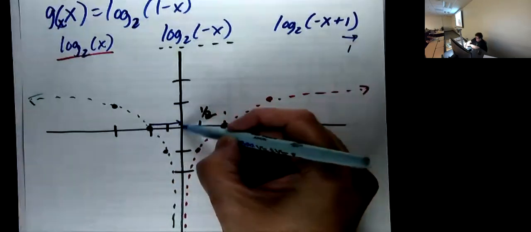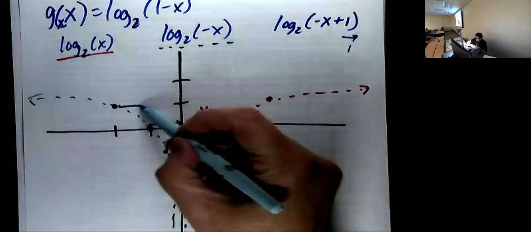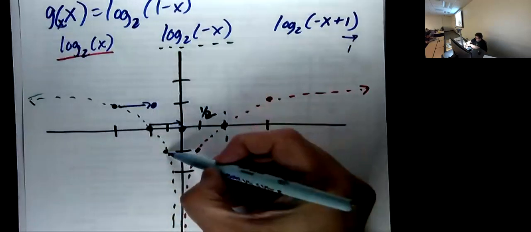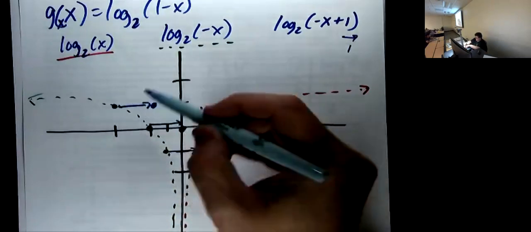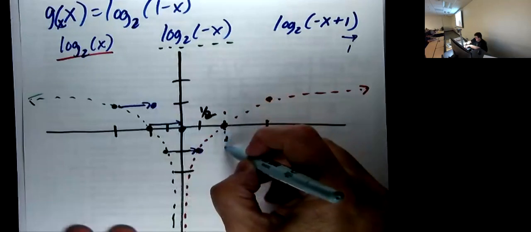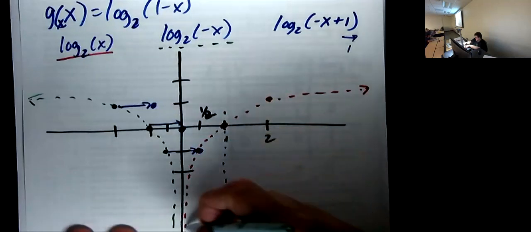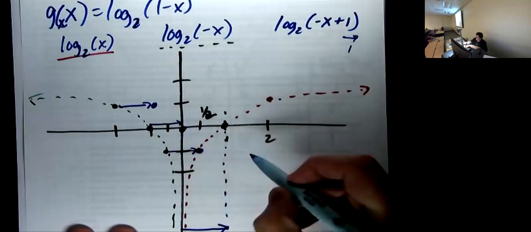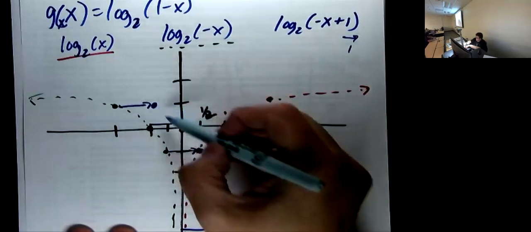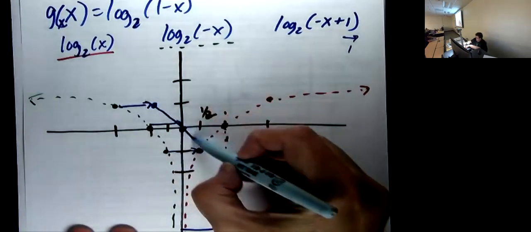So that point moves over here. This point moves over here. This point moves over here. And the asymptote also moves over 1. So our graph is going to be like that.